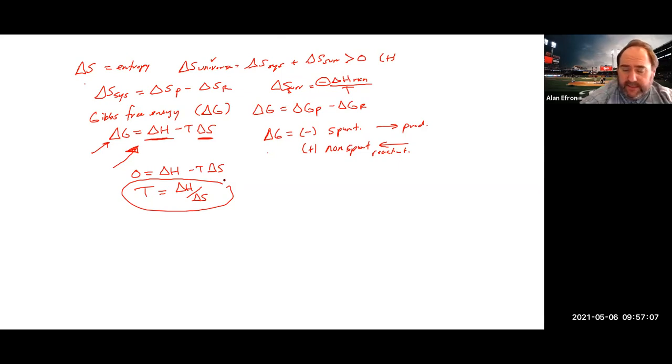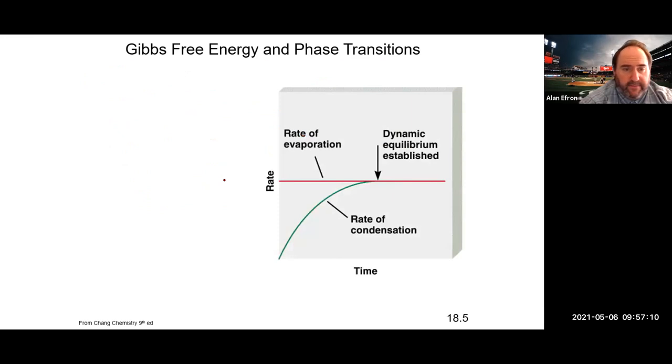So if I'm not mistaken, I think this is where we left off, I hope. So we're going to talk about Gibbs free energy and phase transition. So we talked a little bit about it the other day as well.